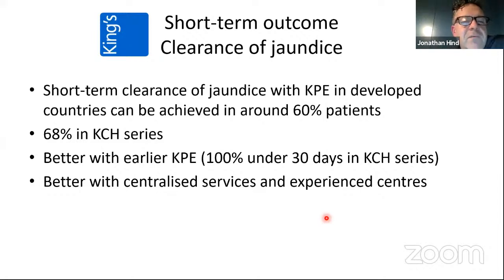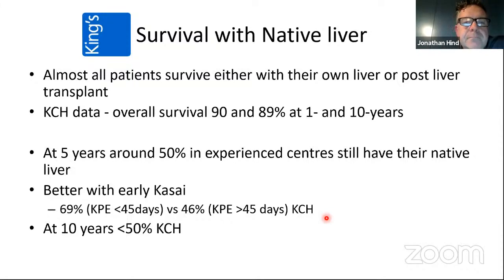So what can you achieve? Well, clearance of jaundice within 6 months. In around 60% of patients in developed countries that can be achieved. In our own series, 68% of children clear the jaundice by 6 months. And it's better with earlier Kasai. In our series, if the Kasai is less than 30 days of age, 100% of those children clear their jaundice. And it's better if services are centralized to experienced centers.